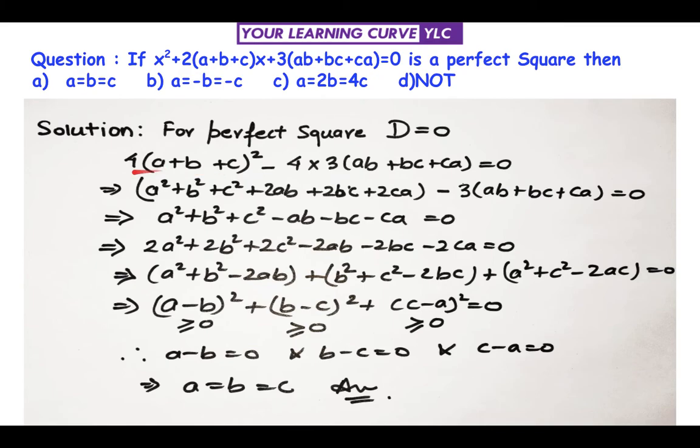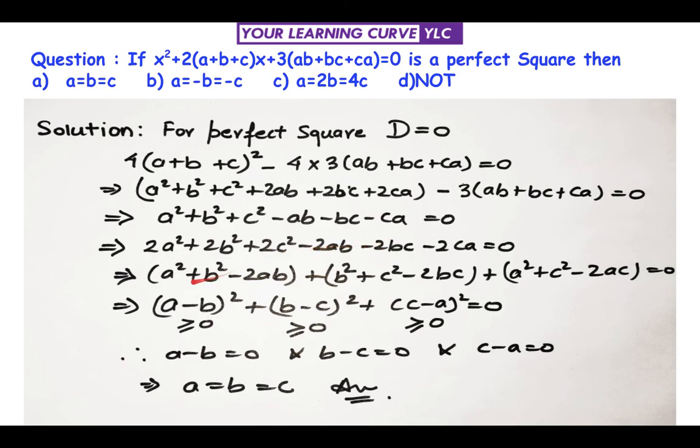You expand this, (a plus b plus c) whole square is a square plus b square plus c square plus 2ab plus 2bc plus 2ca, minus 3 times (ab plus bc plus ca) is equal to 0. Now, this 4 gets cancelled, it goes to the RHS. We are left with a square plus b square plus c square plus 2ab minus 3ab is minus ab, plus 2bc minus 3bc is minus bc, plus 2ca minus 3ca is minus ca, equal to 0. You observe this relation. Here we cannot find any relation between a, b and c. So, we need to do some manipulations.